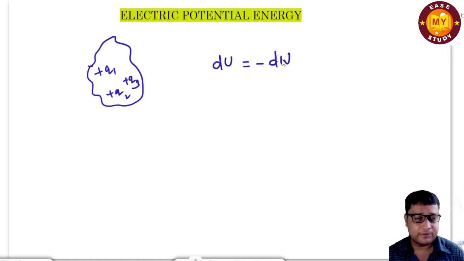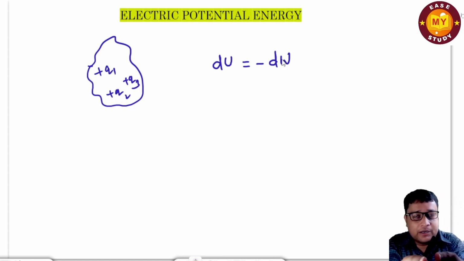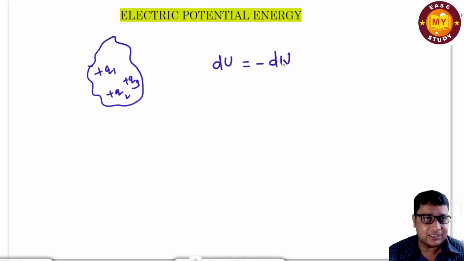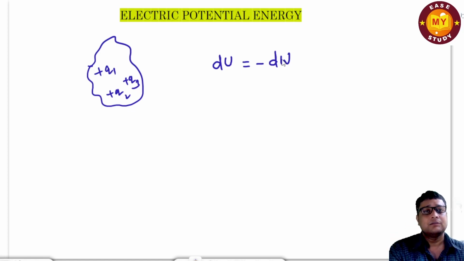The concept you have understood. Why this work done? Because there is a force of attraction or repulsion between the charges, based on the nature of the charges, and that force you have to overcome. You have to do work. Work is equivalent to the energy itself. To do work, energy is required. So that's why we will derive the electric potential energy as the negative of work done. Understood?